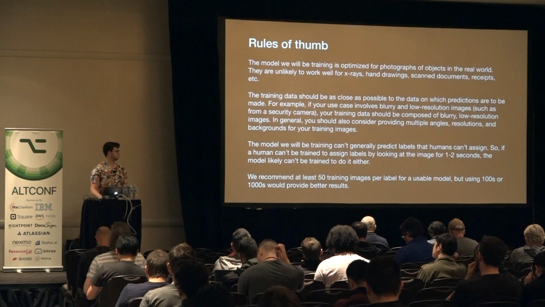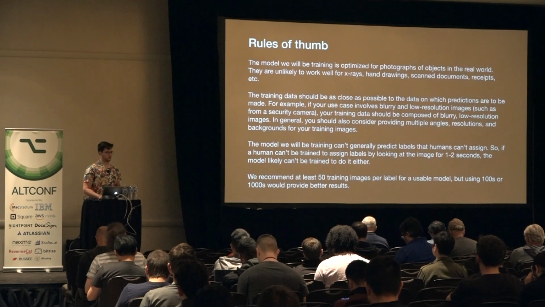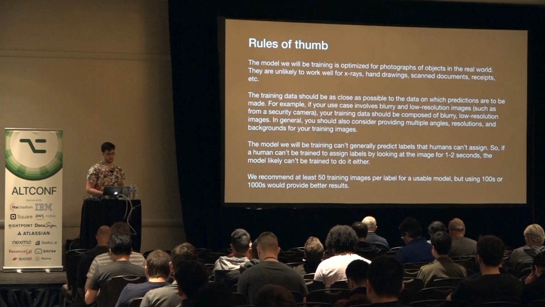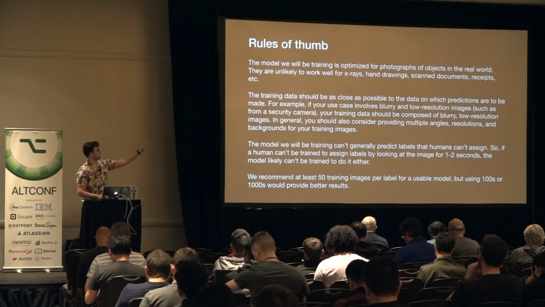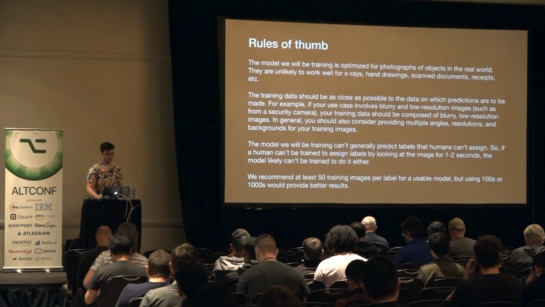And to get a good model, we want to train with at least 50 images. That'll give you a fairly good model, but obviously the more the better. If you provide thousands, it's probably going to do pretty well. And once you give thousands of images, you can probably start doing more of the out-of-context things like hand drawings and scanned documents and stuff like that.